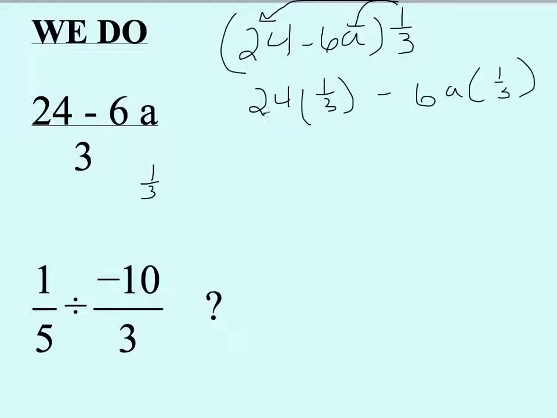24 is 24 over 1. So I multiply across: 24 over 3, minus 6a over 1 times 1 over 3, which is 6a over 3. Now I can simplify. 24 over 3 is 8, and 6 divided by 3 gives me 2a.